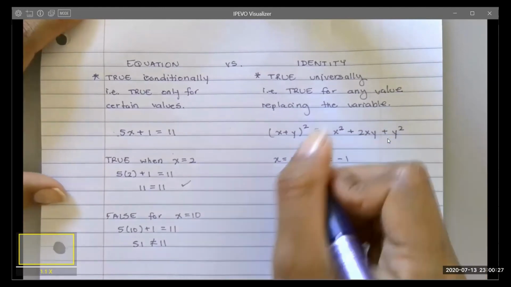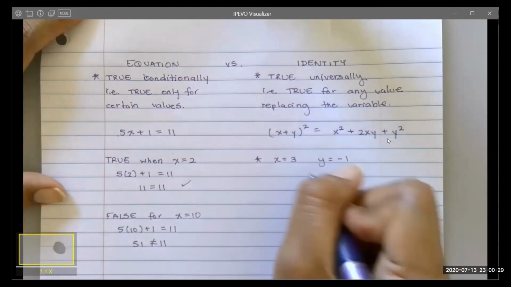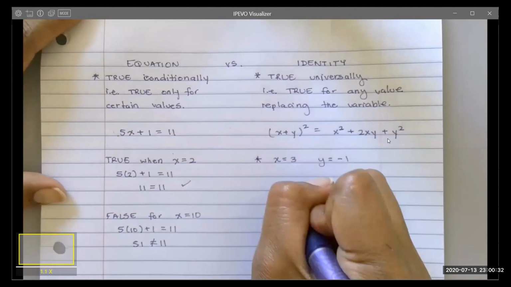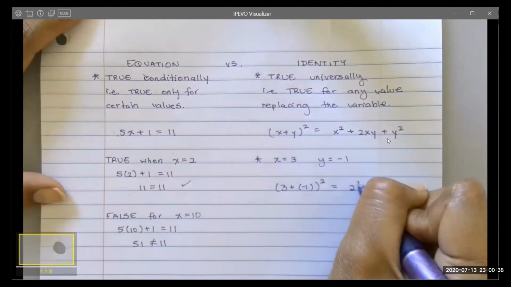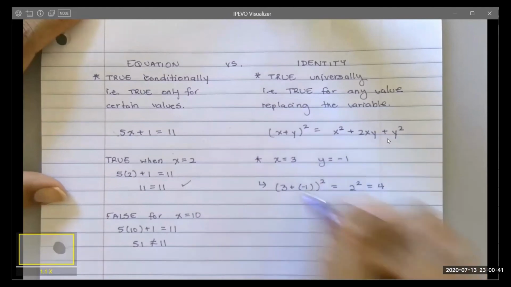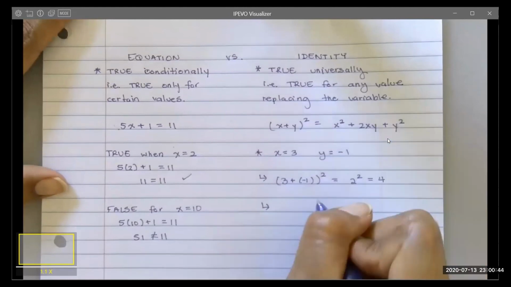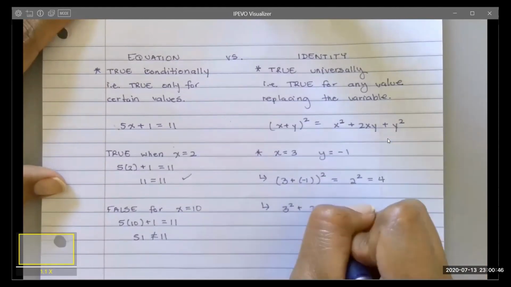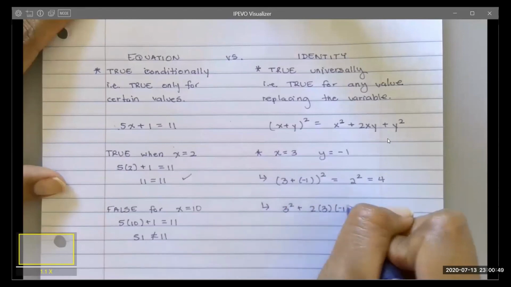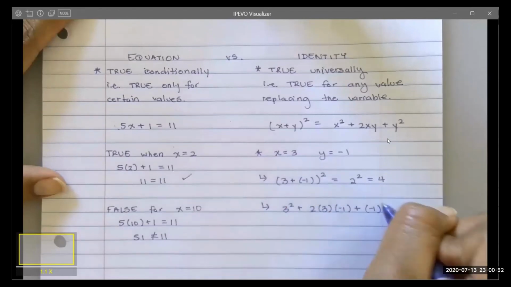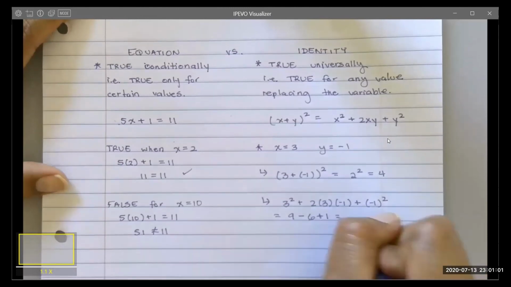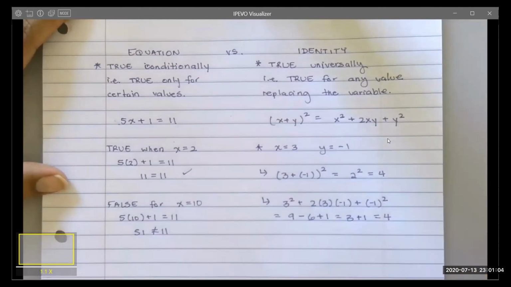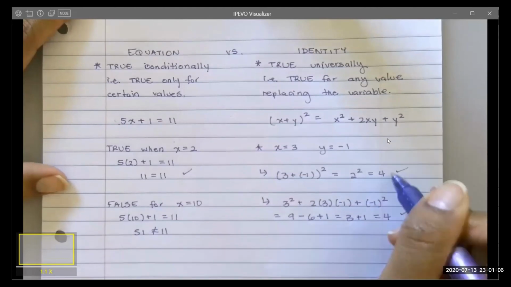I'm making these values up. You can make some different ones up if you'd like to check. If I do (3 plus -1) squared, that is going to be 2 squared, which is 4. Then if I look at the right-hand side and plug in those values, it's going to be 3 squared plus 2 times 3 times -1 plus (-1) squared. That gives me 9 minus 6 plus 1. 9 minus 6 gives me 3, plus 1, that's 4. So you can see that both of these are the same value.